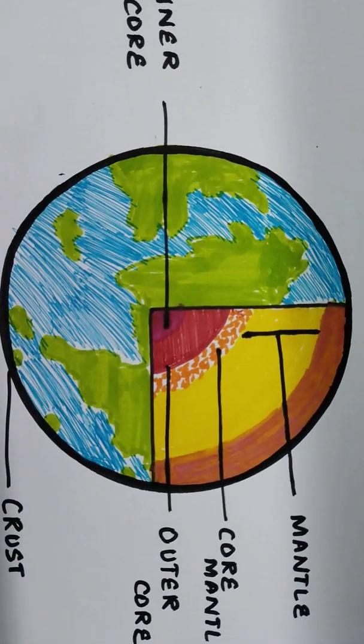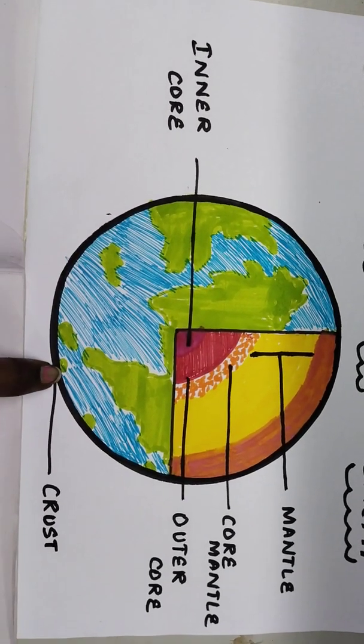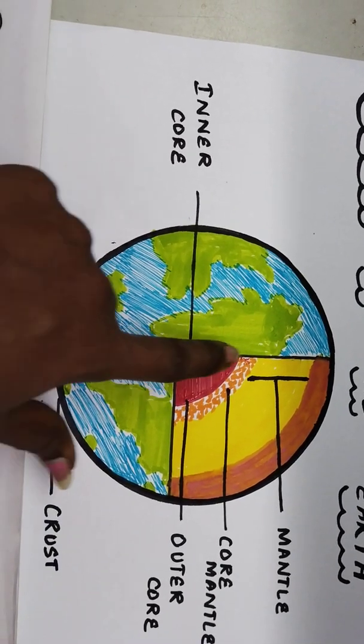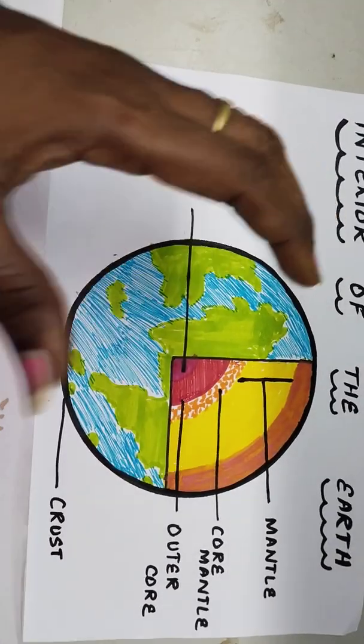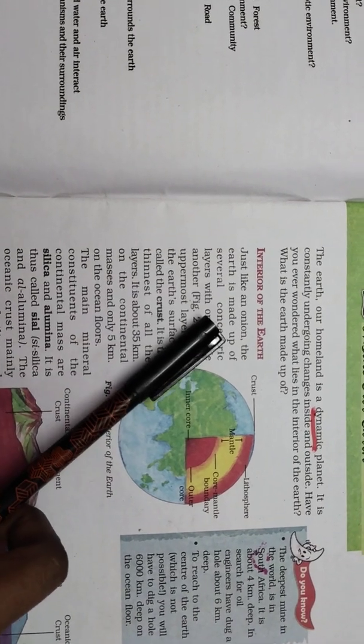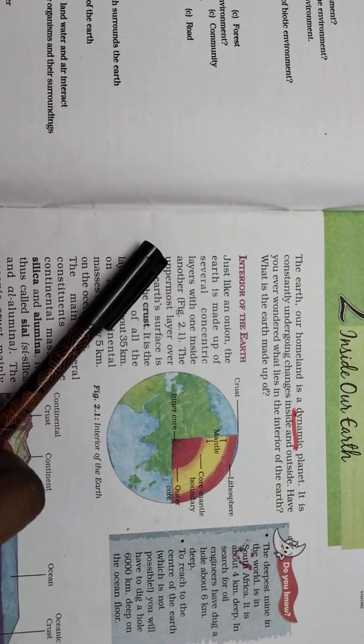As we see in the picture, you can see the different layers of the earth. You can see the crust, the mantle, the outer core and the inner core. We'll go step by step to know about these layers. Have you all seen onions? When your mother cuts the onion, what can you see inside? You can see so many layers. In the same way, in the earth also we can see so many layers. Just like an onion, the earth is made up of several concentric layers, one inside another.